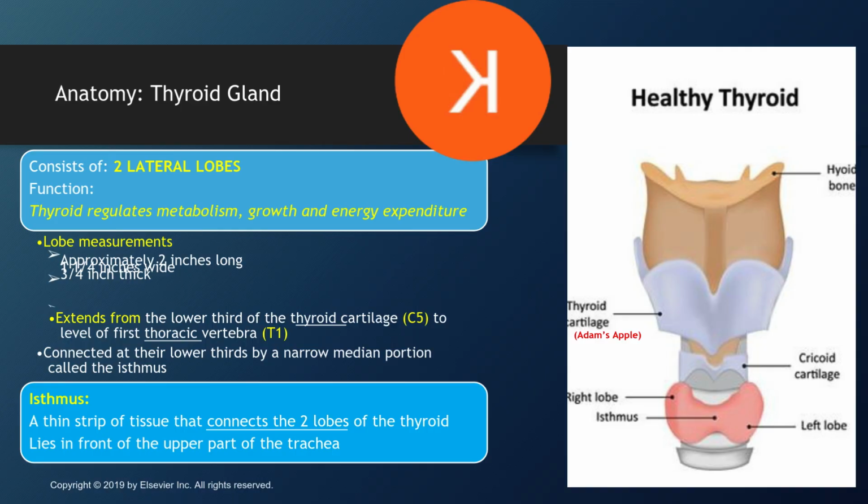Here we see the anatomy of the thyroid gland. It consists of two lateral lobes. The function for this is the thyroid regulates metabolism, growth, and energy expenditure. The lobe measurement is approximately 2 inches long, 1¼ inches wide, and 3/4 inch thick. It extends from the lower third of the thyroid cartilage, which is the level of C5, to the level of first thoracic vertebrae, which is at the level of T1. It's connected at their lower third by the narrow median portion called the isthmus. The isthmus is a thin strip of tissue that connects the two lobes of the thyroid, lies in front of the upper part of the trachea.